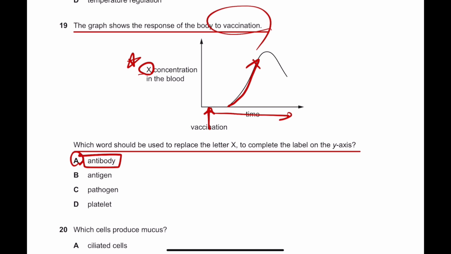and pathogens, other pathogens as well. So A is the right answer for this one. Antigens are the substances that are on the surface of the disease-causing microorganisms called pathogens.